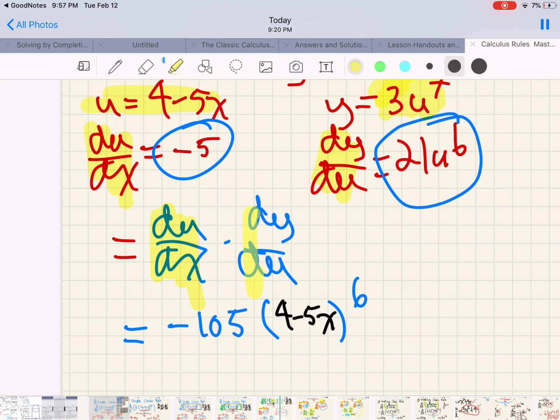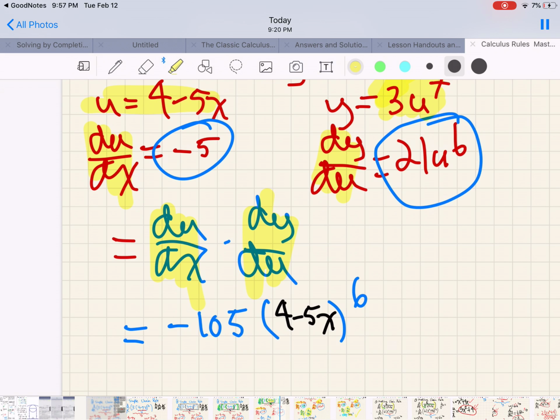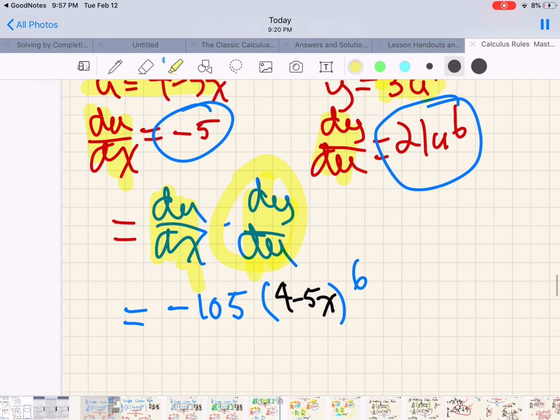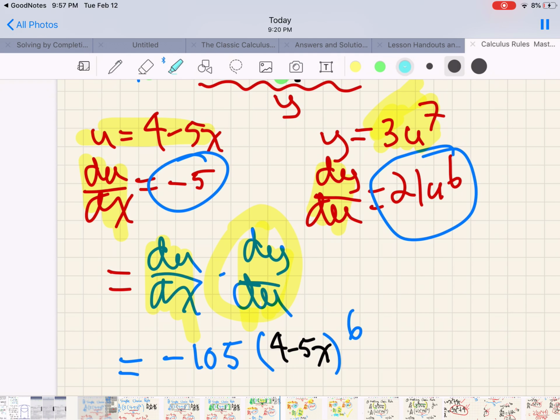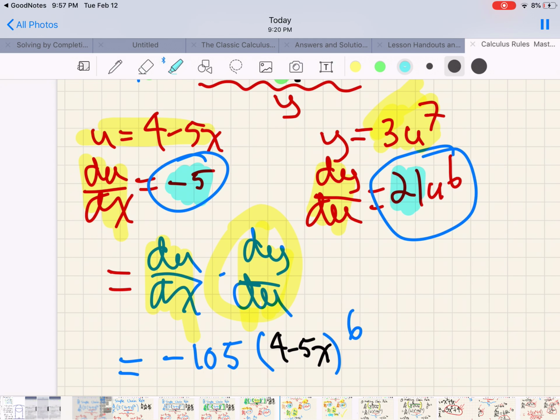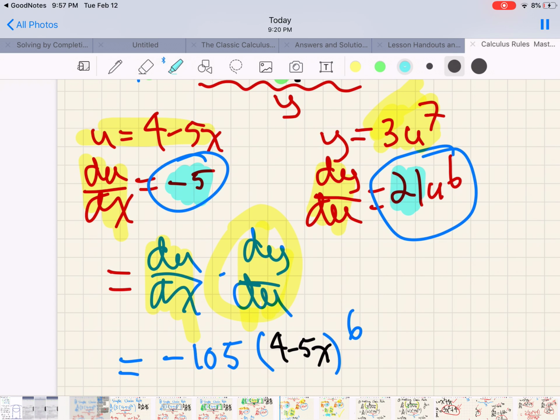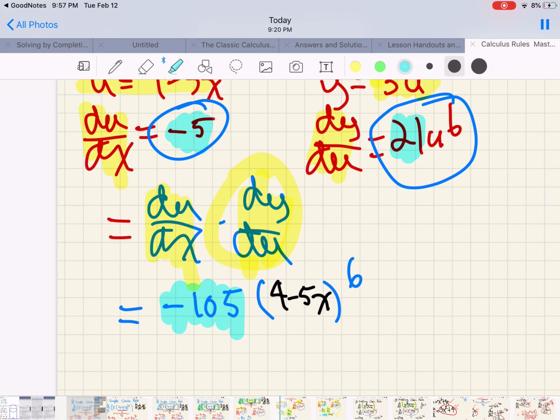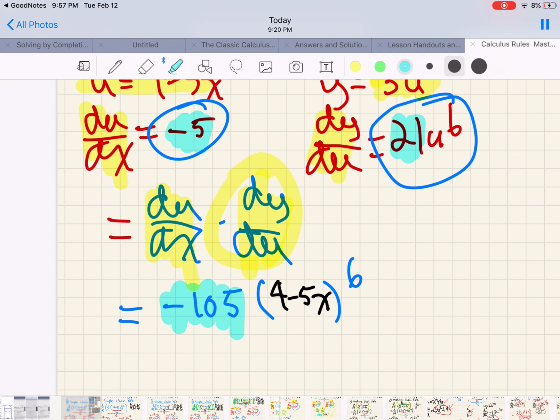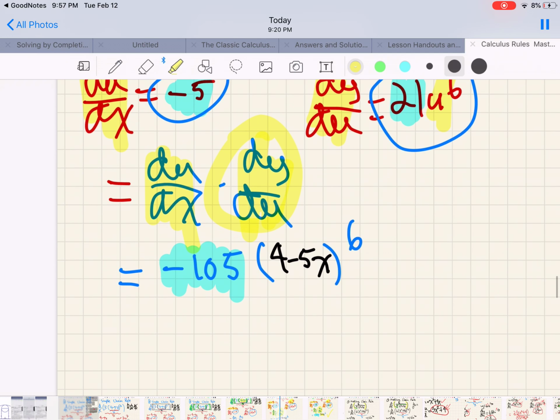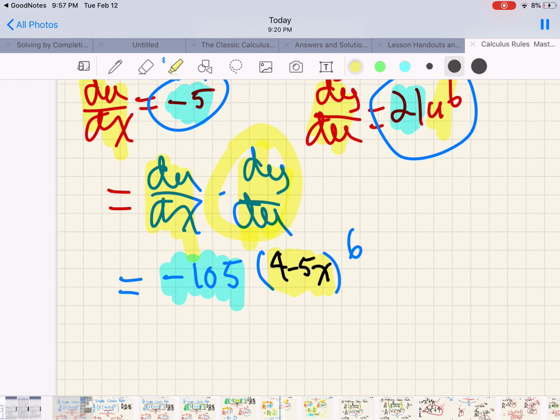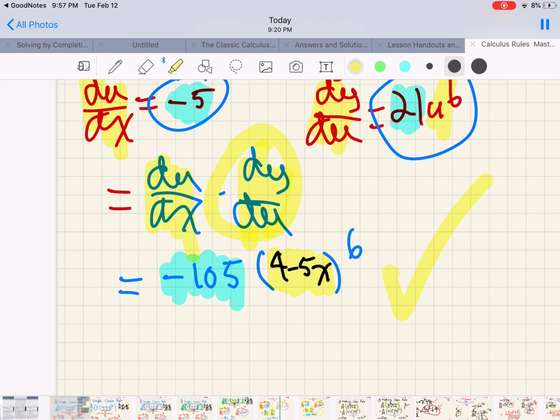Now I multiply things together. Du by dx, the inside derivative, multiplied by dy by du, the outside derivative. One of the key things that we do here is I always look at the coefficients or the constants and I multiply them together first. So negative 5 times 21 gives us negative 105. And then the only thing that I have left after that is the u to the 6th. And u is worth 4 minus 5x. So it's negative 105 times 4 minus 5x to the 6th. And you're done. Okay, that's like a level 2.